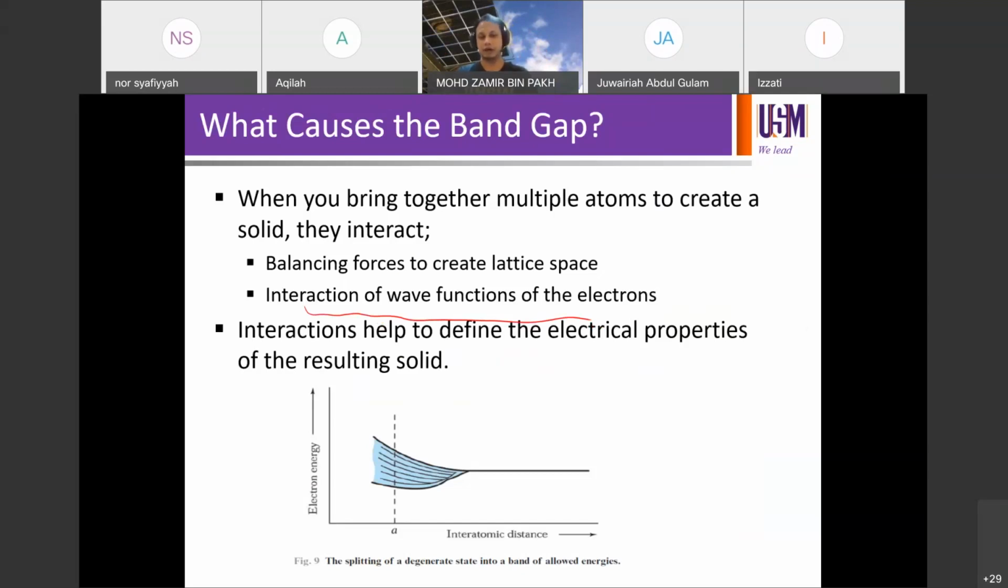right? So for example, if you look at this graph at the bottom of this page, electron energy is on the y-axis and interatomic distance, that means the distance between your neighboring atoms, is on the x-axis. If you bring the atoms closer and closer, you're going towards the 0, 0 coordinate, or towards the origin. At some point where your interatomic distance equals A, there'll be band splitting, resulting in allowed energy levels of the electrons in each atom, due to the interaction of the atoms brought together close enough, which leads to energy bands. So that is the cause of your band gap.